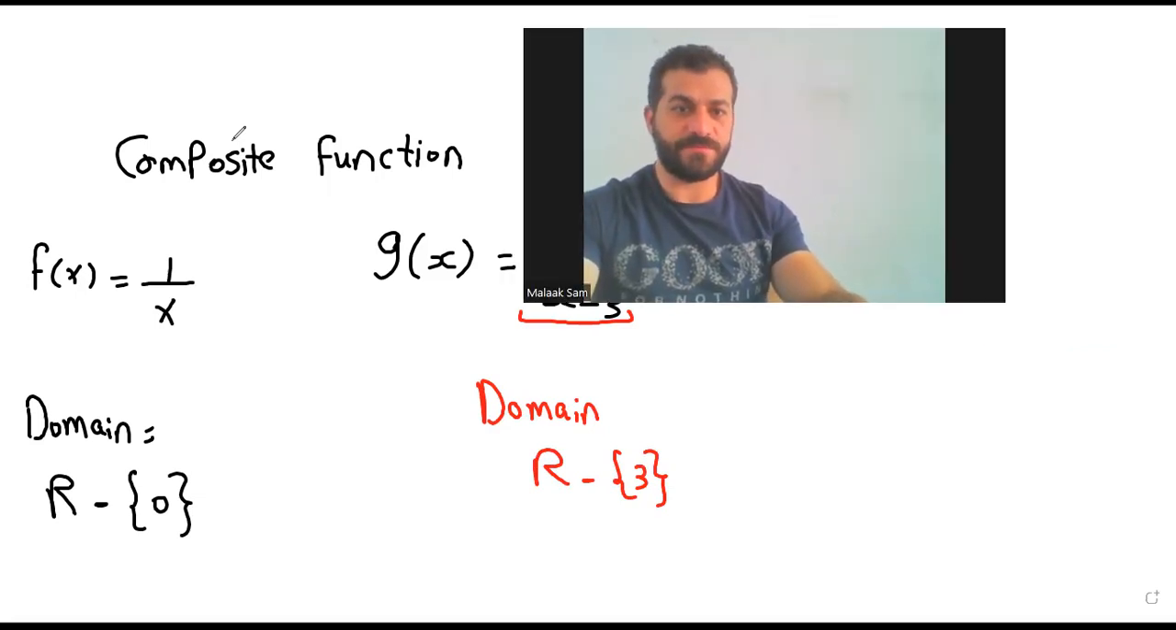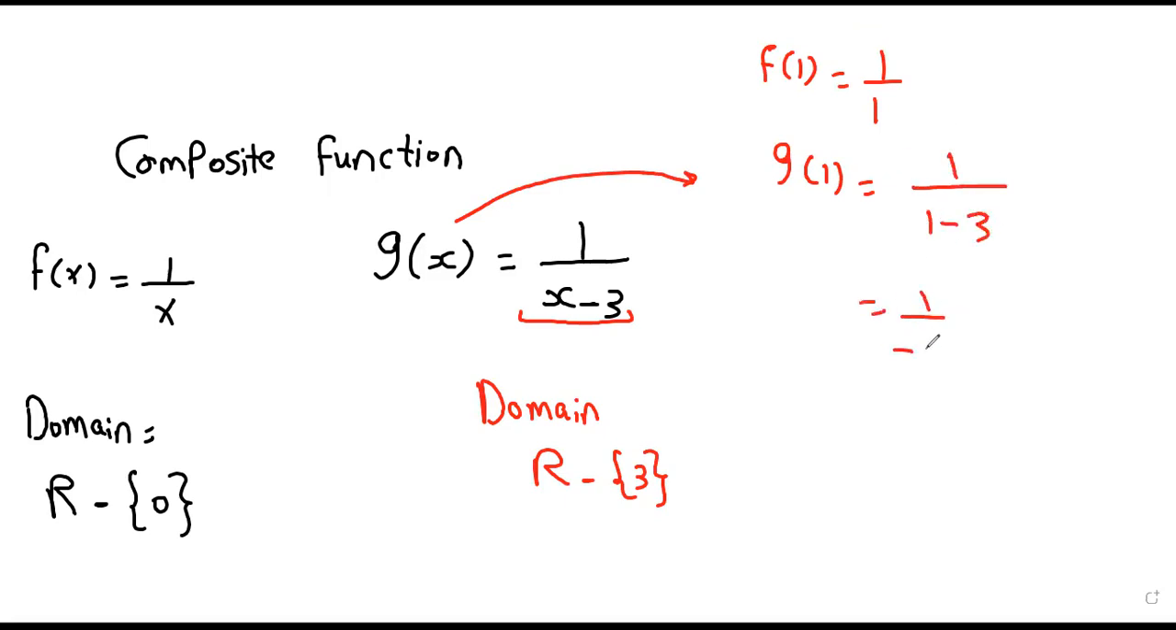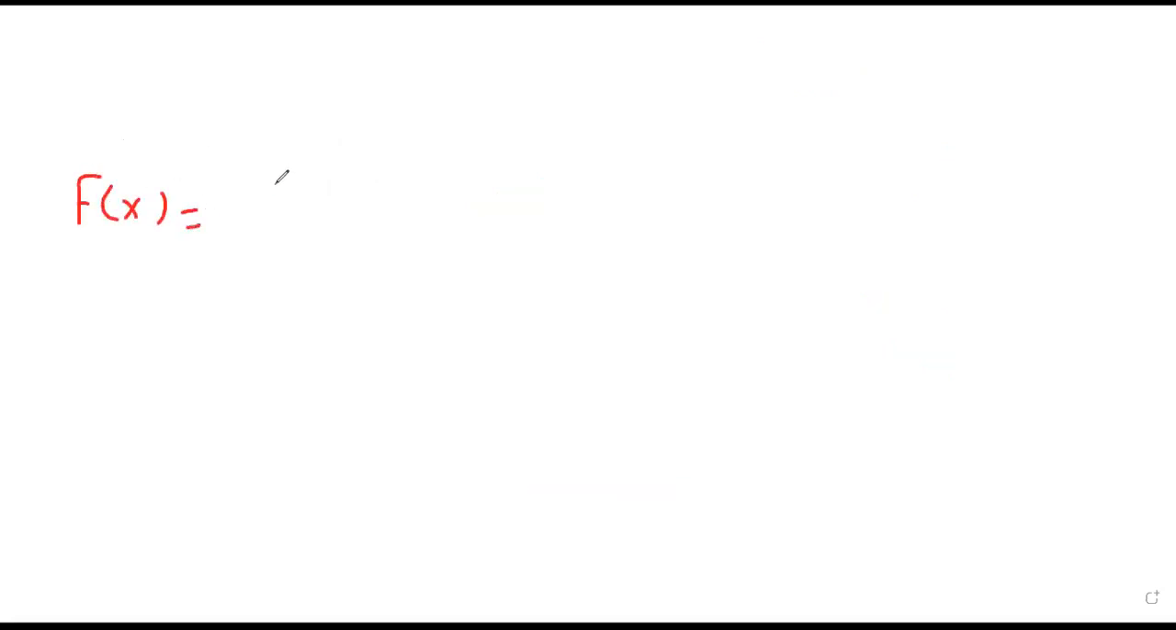What if I ask you about, for instance, f of 1? We can find f of 1. f of 1 is 1 over 1. And what about g of 1? For g of 1, we are going to substitute instead of x in the second function, which is g. So g of 1 equals 1 over 1 minus 3, which is 1 over minus 2. Again, f of x is 1 over x, and g of x equals 1 over x minus 3.